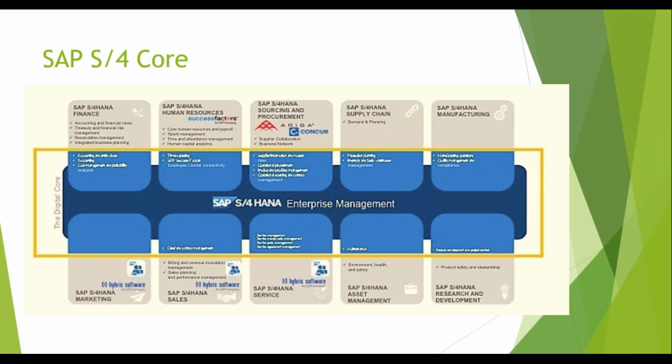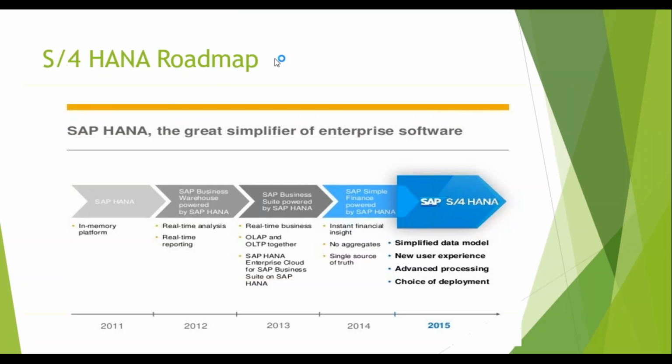But if I talk about SAP S4 core, it is a system that we are going to use to perform our core processes. So in our case 1610, the system that we are going to use for our training purpose, that is called a SAP S4 core system.